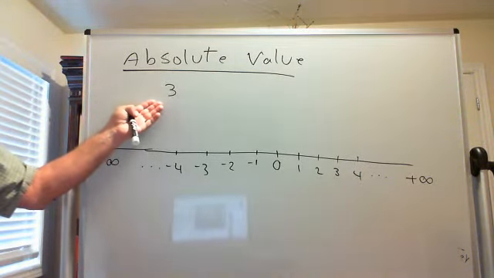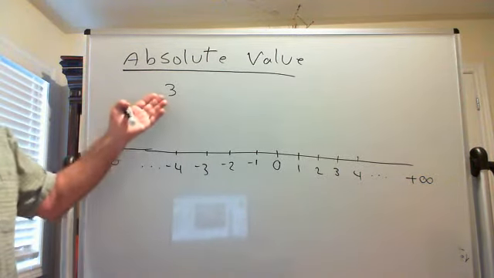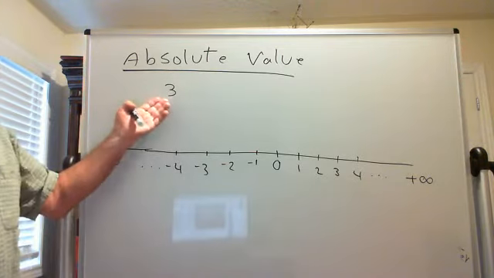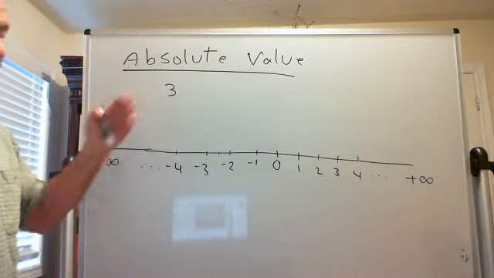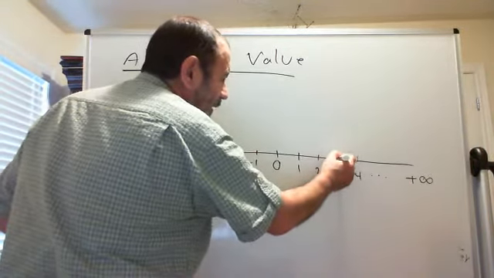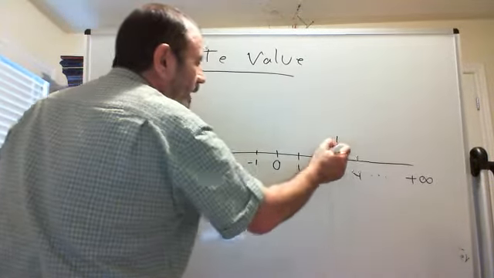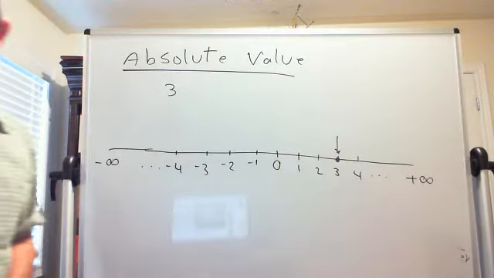Remember, when a number doesn't have a sign, it means the sign of the number is positive. But when it's positive, usually we don't write the sign. 3 and positive 3 are the same thing. When we want to locate the 3 on the number line, this one is going to be the location of the 3. It means 3 units right side of the 0.